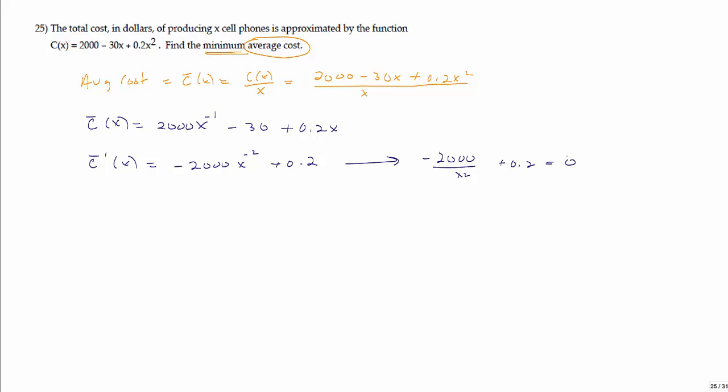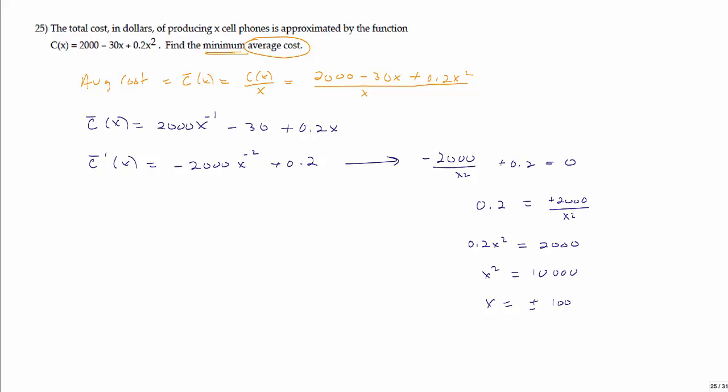There's a couple different ways of solving this. You can multiply through by x squared to clear your fractions. Another way is I'm going to bring my fraction to the other side. So I have 0.2 equals, now it's positive, 2,000 over x squared. Then I can cross multiply. So 0.2x squared is equal to 2,000. Divide by the 0.2. So x squared is going to be equal to 10,000. And so x is equal to plus or minus 100.